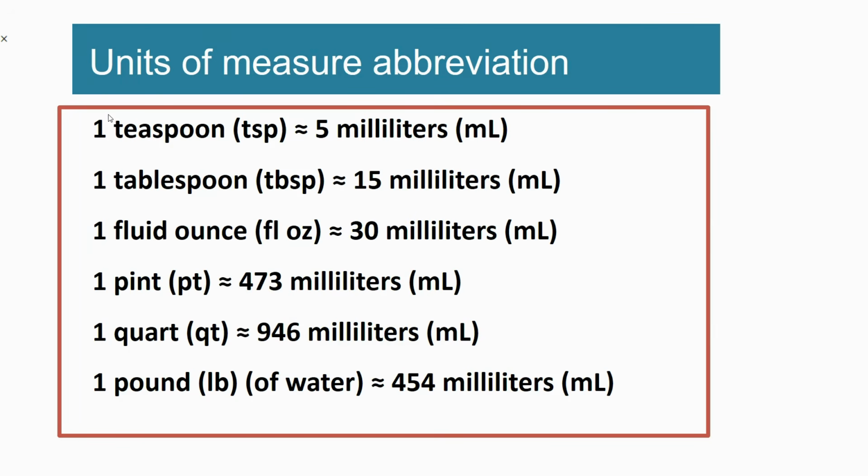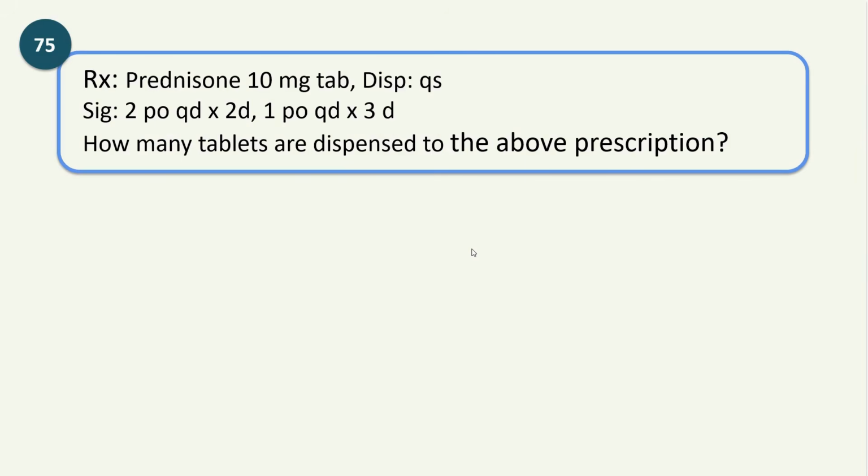Next, here are those examples. 1 teaspoon is 5 milliliters, 1 tablespoon is 15 milliliters, 1 fluid ounce is 30 milliliters, 1 pint is 473 mL, and 1 pound of water is equal to 454 mL.